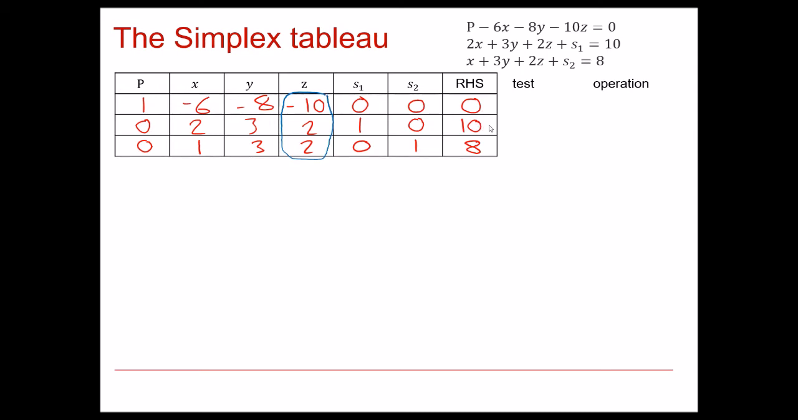So I take the right hand side here, which is 10, and divide it by the number which is in the same row in the pivot column, which is 2. So we do 10 divided by 2, which gives me 5. And then here I do 8 divided by 2, which is 4. This one is the least of those, so this is going to be my pivot row.